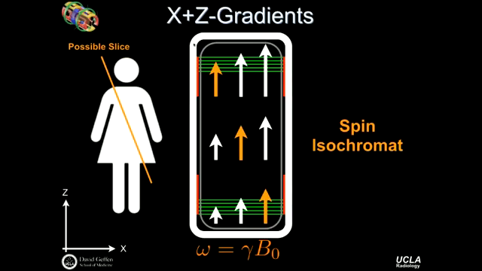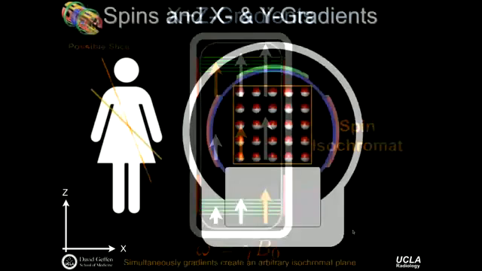So the bottom line is I can turn on my x, y, and z gradients in any linear combination and consequently steer around this plane of isochromats. And this gets back to one of the first things we talked about on the first day, that one of the advantages of MR is the ability to acquire arbitrary imaging planes. I can change my magnetic field gradients to be any linear combination, and as a consequence, I can get any possible plane to be a set of spin isochromats.